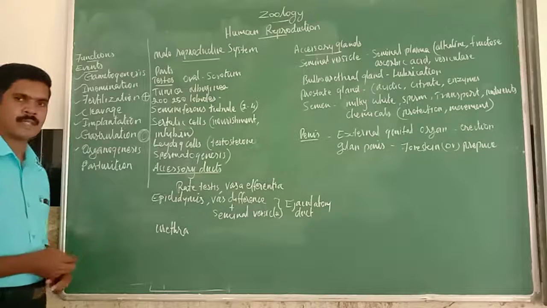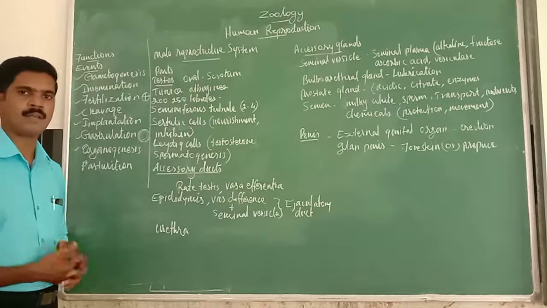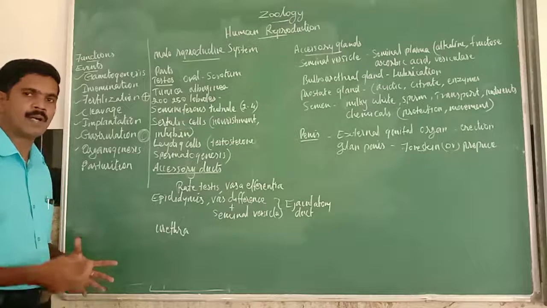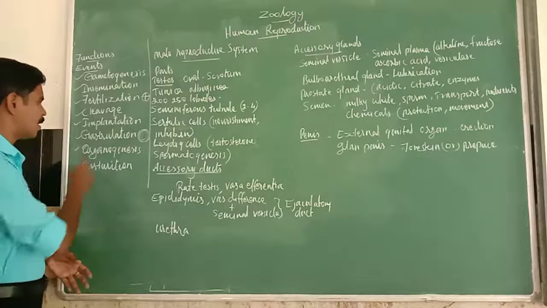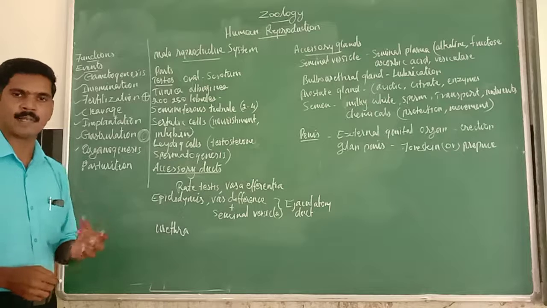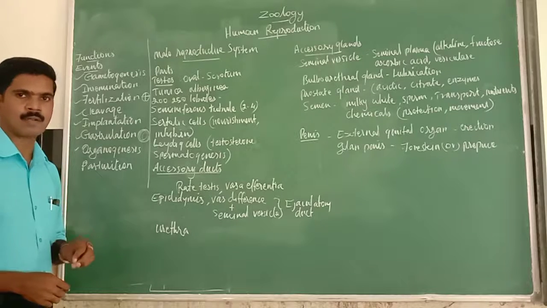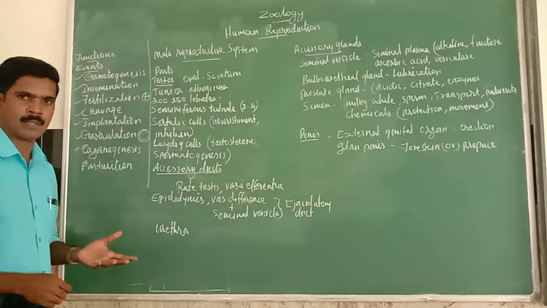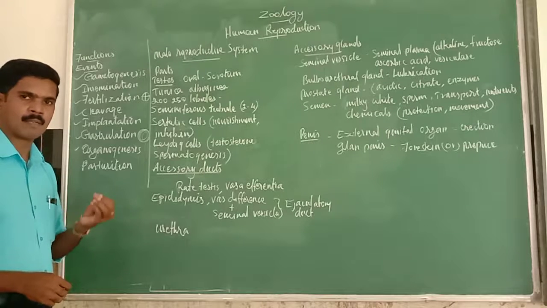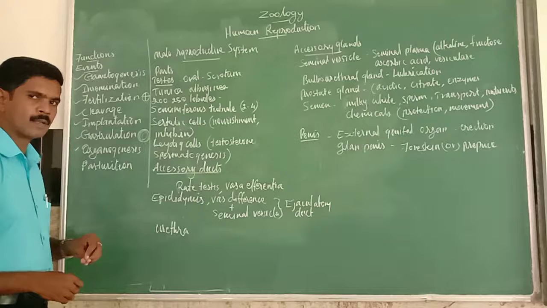Then organogenesis: the process of formation of different organs in the body of the fetus is called organogenesis. Here fetus means the young one which is developing inside the uterus of the mother. Commonly we say baby. So the young baby which is developing inside the uterus of the mother is called fetus.